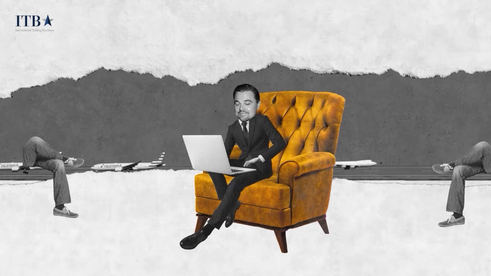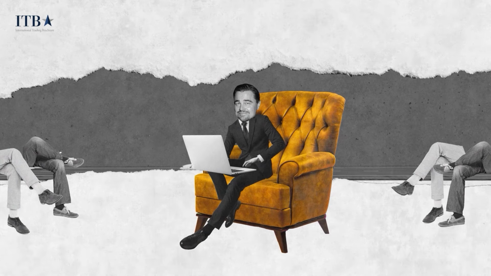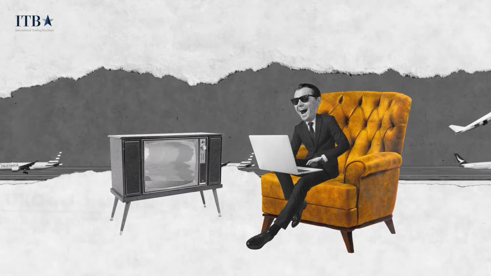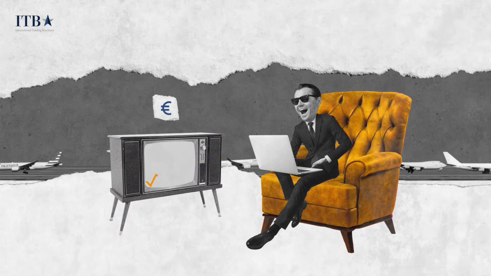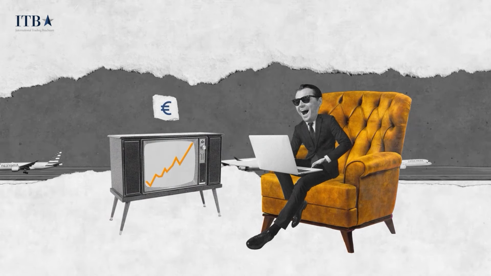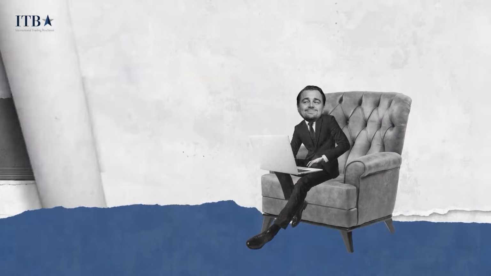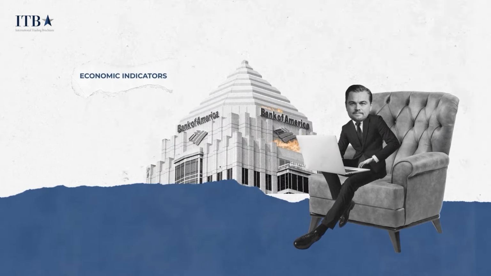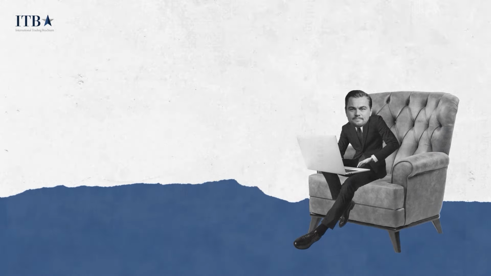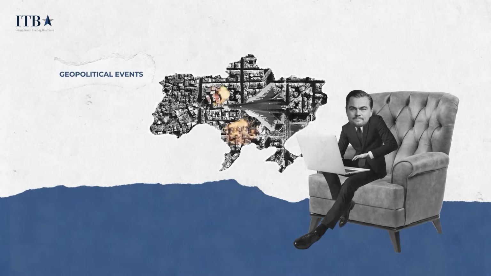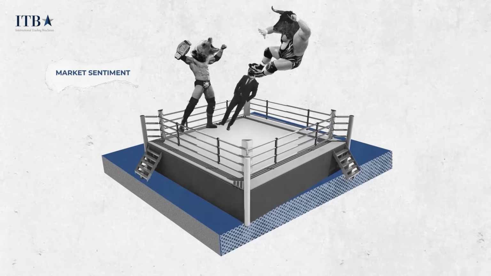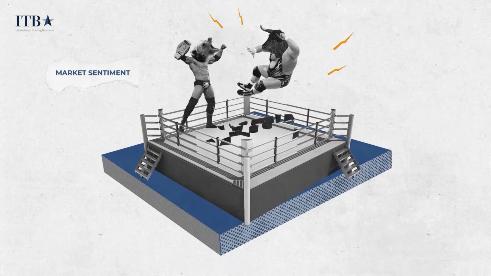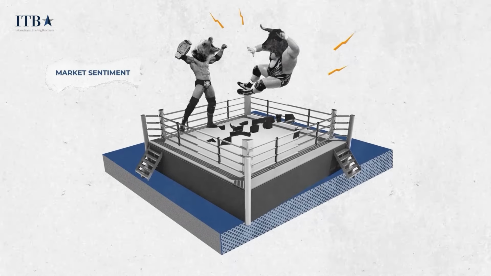This same principle applies to the Forex market as a whole. The exchange rate between two currencies is determined by the supply and demand for each currency. The value of a currency is influenced by various factors such as economic indicators, geopolitical events, and market sentiments, which all affect the supply and demand of a particular currency.